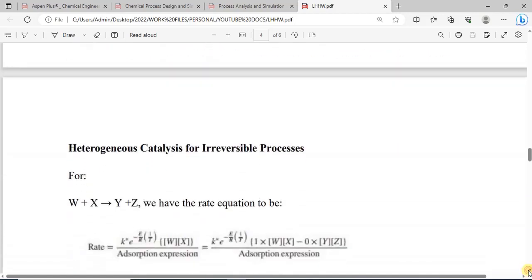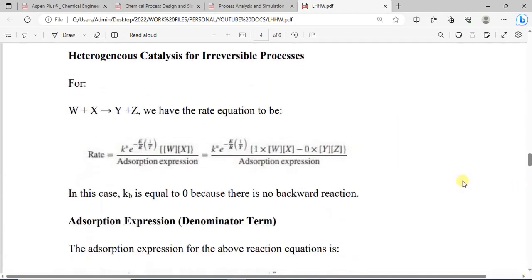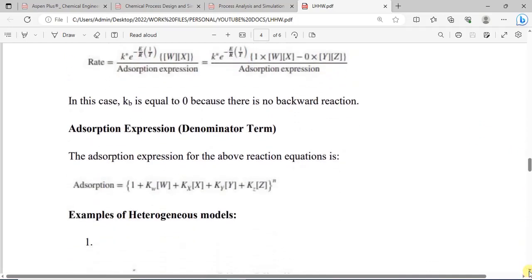So going down, we have the rate expression for irreversible processes. For irreversible processes, you have that Kb is equal to 0, so there is no backward reaction. You would only have a rate expression for the forward reaction all over your adsorption expression, or your adsorption term, right?